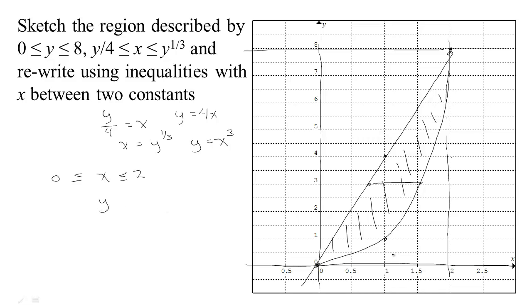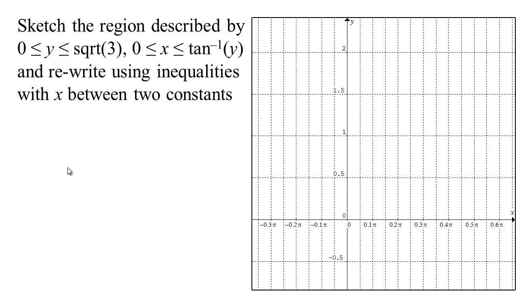And then for any point between 0 and 2, the y value is going to start out on the cubic function and go until it hits the line. So the equation of the cubic function is y equals x cubed, so that's going to be our lower bound. And the equation of the line was y equals 4x, so that's going to be our upper bound. So we've taken this region, this set of inequalities, and rewritten them as a different set of inequalities, this time with x between two constants.